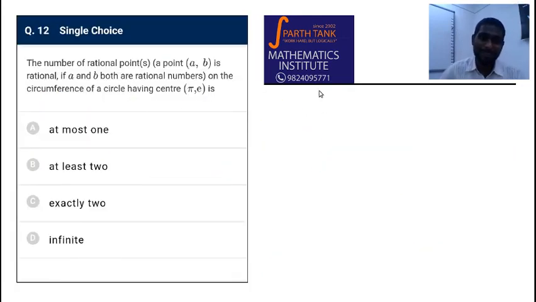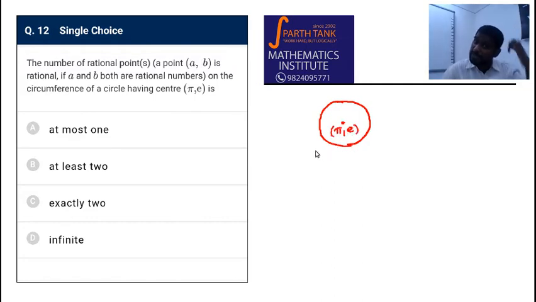Now this is another interesting question. The number of rational points, a point (a, b) is rational if a and b both are rational numbers, on the circumference of a circle having center (pi, e). That is, there is a circle whose center is (pi, e). It can be of any radius, they have not mentioned the radius. Now on such a circle, how many rational points will you be able to find?